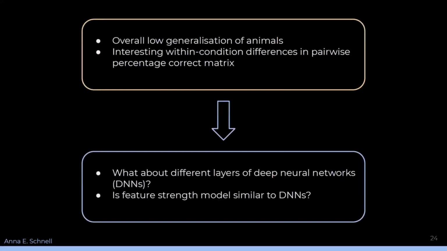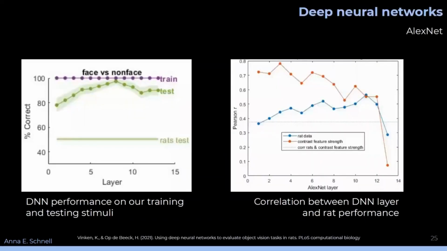A next step in our study was to investigate what different layers of a deep neural network would do when trained and tested on our stimuli. We also wanted to see whether our feature strength model is similar to the performance of the neural networks. To do so, we used AlexNet after the standard training on 1,000 categories from the large ImageNet database. We trained a linear classifier on the unit responses of single layers in this network to our 10 training stimuli, and tested how well the classifier could generalize to the test stimuli in our experiment.